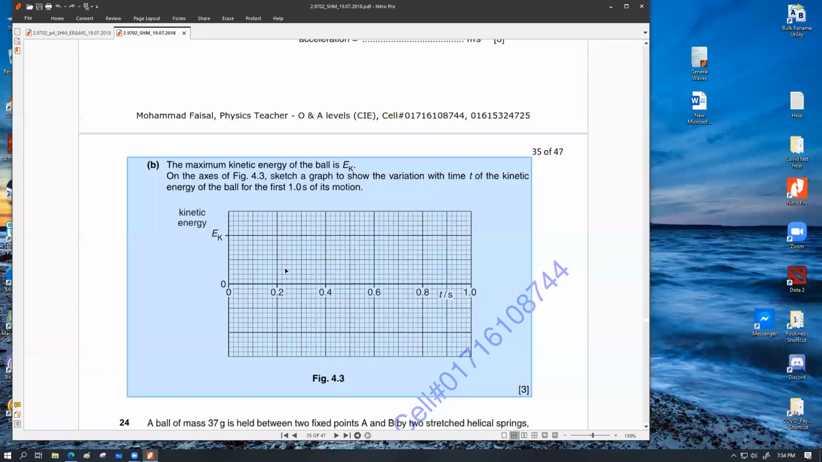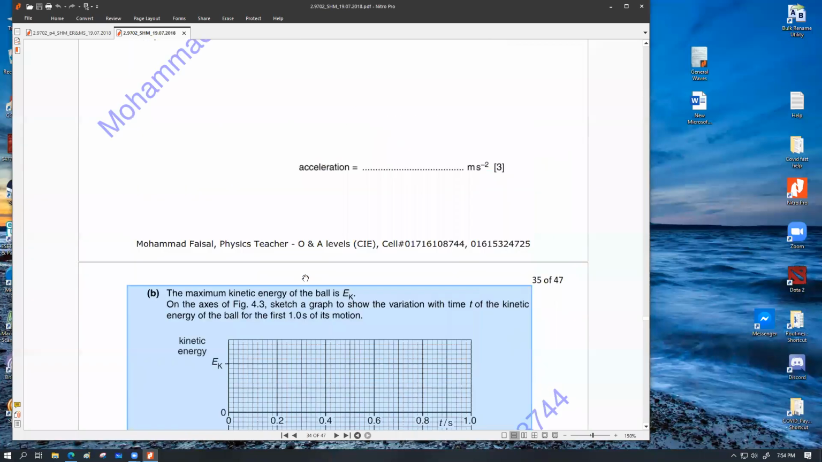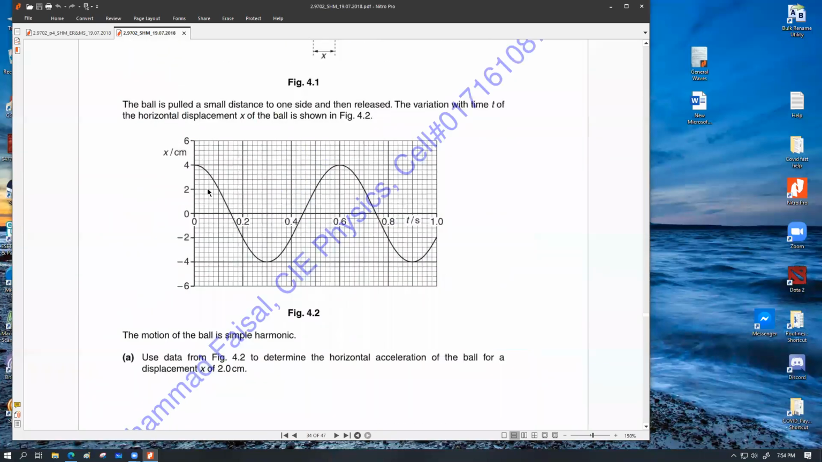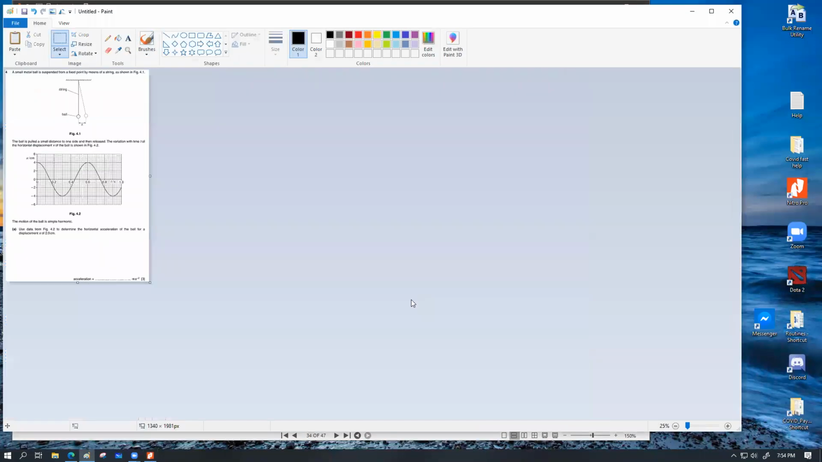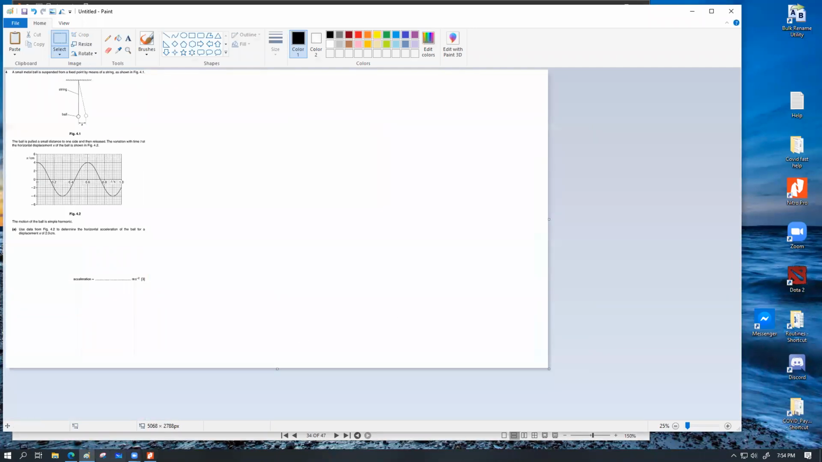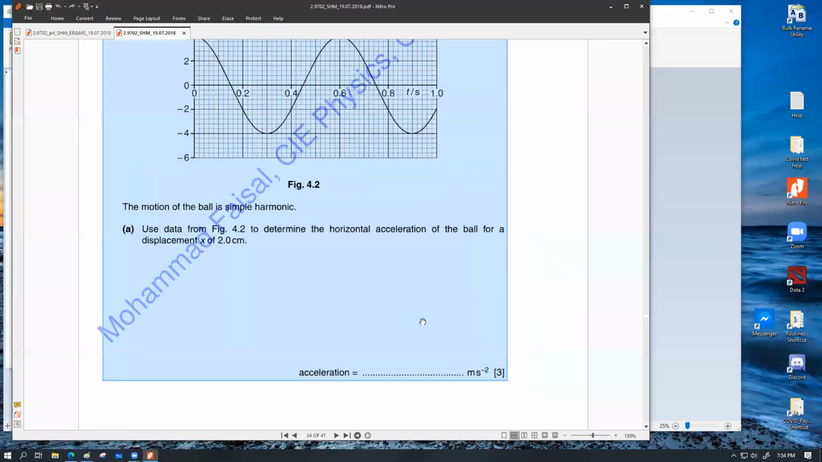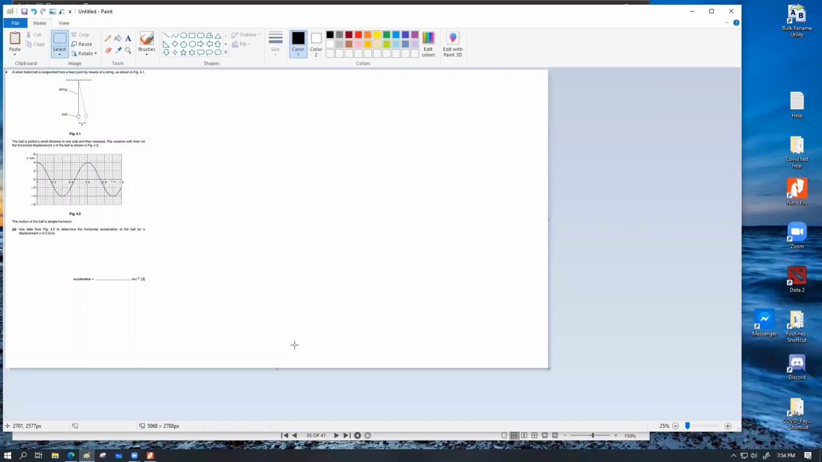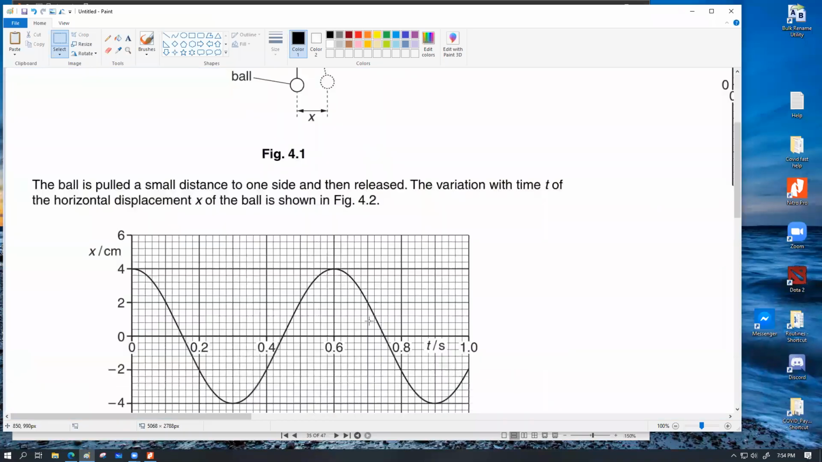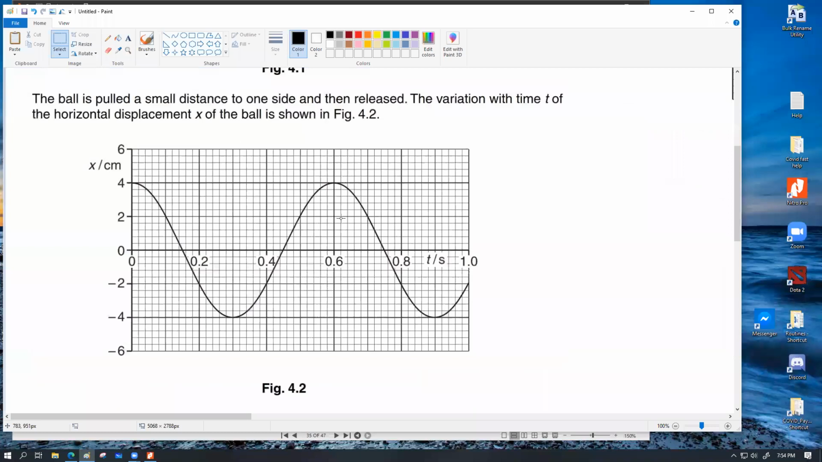This question is asking us to sketch a graph of kinetic energy over time. As you can see from the distance versus time graph, let me take these two graphs and it should be easier for us to work with. All right. So this is the distance versus time graph that we are already provided with.